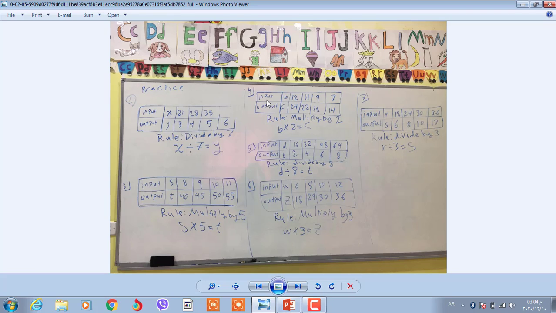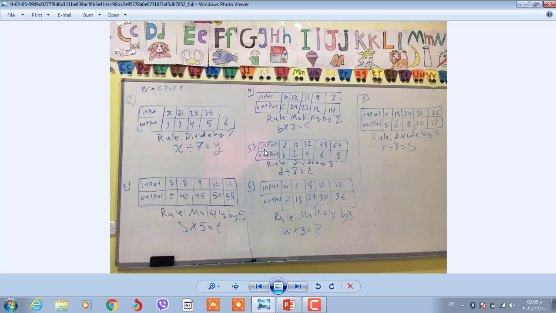In question 4 we have input b and output c. Again the input is less than the output, so we use multiply. Multiply by what? Multiply by 2, because 12 multiplied by 2 equals 24, 11 multiplied by 2 equals 22, 9 multiplied by 2 equals 18, and 7 multiplied by 2 equals 14. So the rule is multiply by 2, and the equation is b multiplied by 2 equals c.